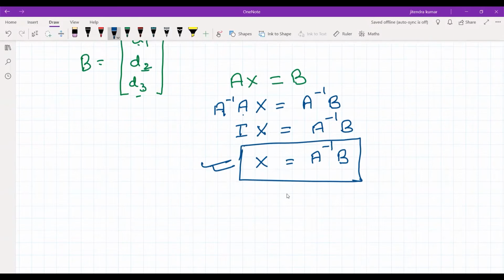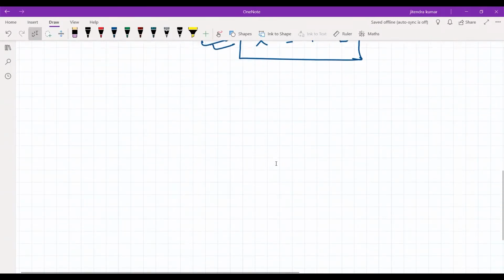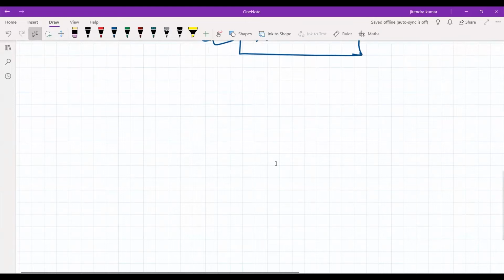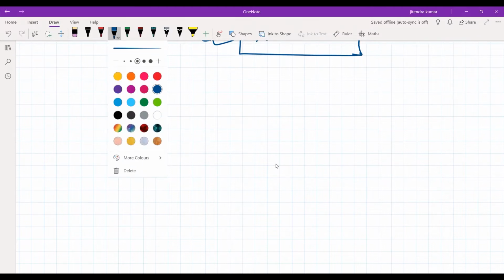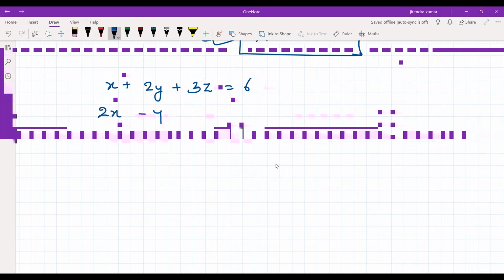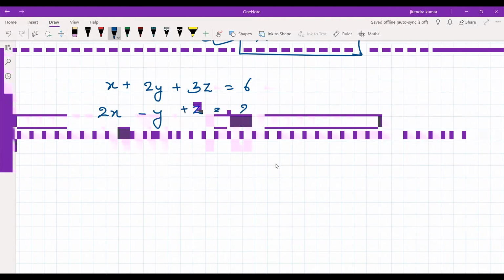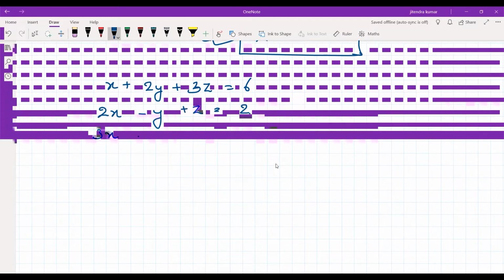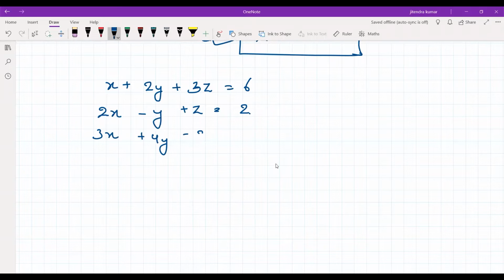Okay, so we will see an example first, then we will discuss more about this system of linear equations. So let's see an example first. If we have three equations like x + 2y + 3z = 6, then 2x - y + z = 2, and 3x + 4y - 2z = 5.